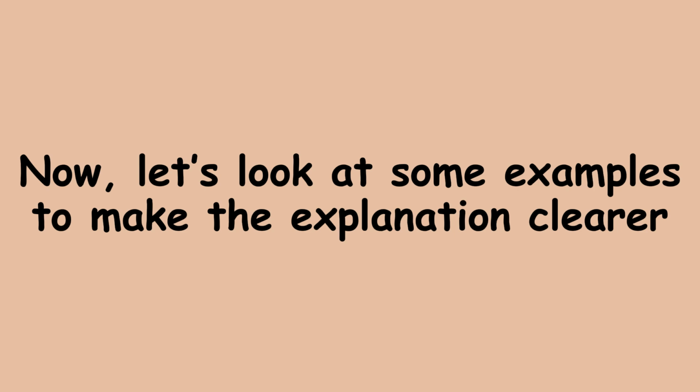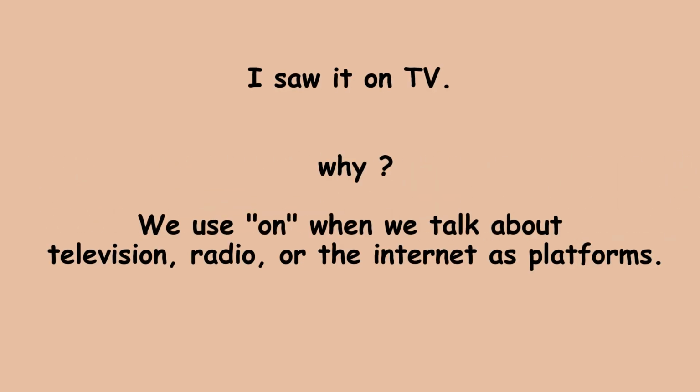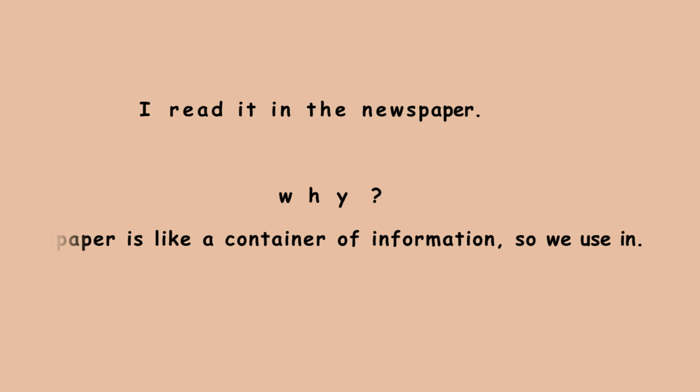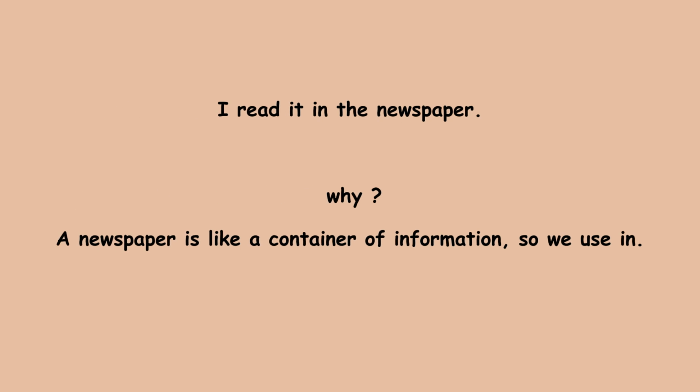Now, let's look at some examples to make the explanation clearer. I saw it on TV. Why? We use on when we talk about television, radio, or the internet as platforms. We imagine content being on a surface or medium. I read it in the newspaper. Why? A newspaper is like a container of information, so we use in.